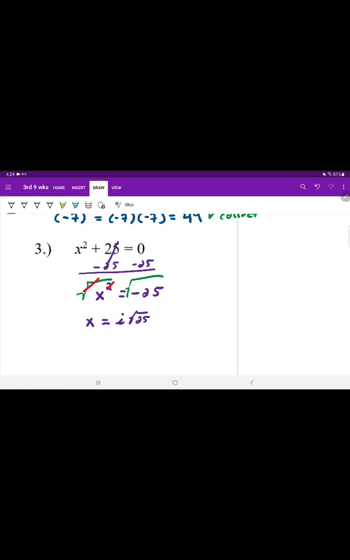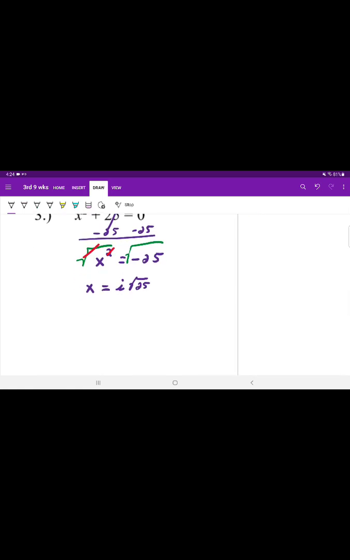All right, so 25 is a perfect square. We're going to get x equals plus or minus i times, excuse me, the square root of 25 is 5. And then the i goes behind it. So don't forget that plus or minus, guys.